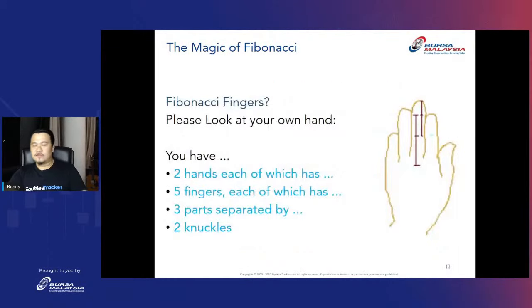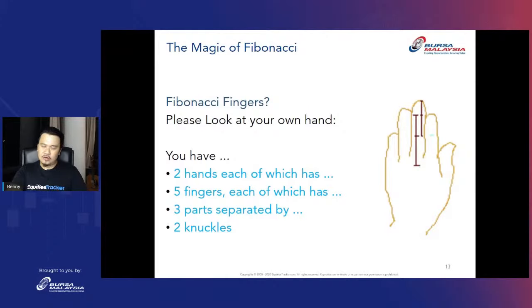And then, of course, even our own body will show Fibonacci numbers. You can go back and see whether you have Fibonacci numbers. For example, you have two hands, right? And each hand has 5 fingers. Why not 6? Why not 7? But it has to be 5, right? Which is a Fibonacci number. And then every finger is divided into 3 parts, which is also a Fibonacci number. Why not 4, right? And those 3 parts are divided by 2 knuckles.